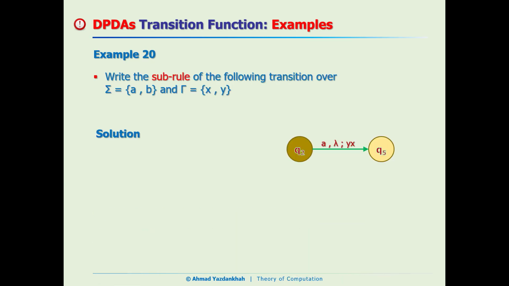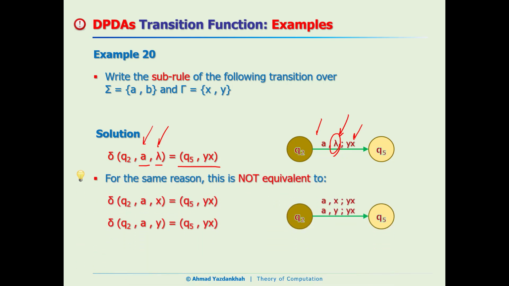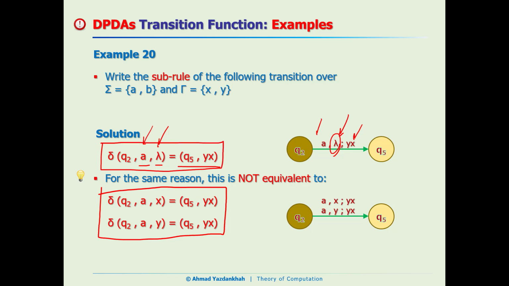Another example. This time we put lambda here on the top of the stack. For the same reason, we can say that the input is A and the stack doesn't care about the top of the stack, and the result will be Q5 and pushing this YX. Again, I want to ask this question: can we replace these two with this one? For the same reason, they are not equivalent.